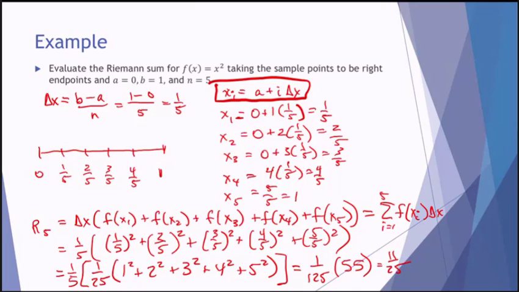So this is the Riemann sum for f of x equals x squared using 5 right endpoint rectangles going from a left endpoint of 0 to a right endpoint of 1. If we were looking at a graph, this would be the estimate of the area under the curve. So this is what we already knew how to do. So let's now move into the new type of question we're going to be looking at that's similar to this one.